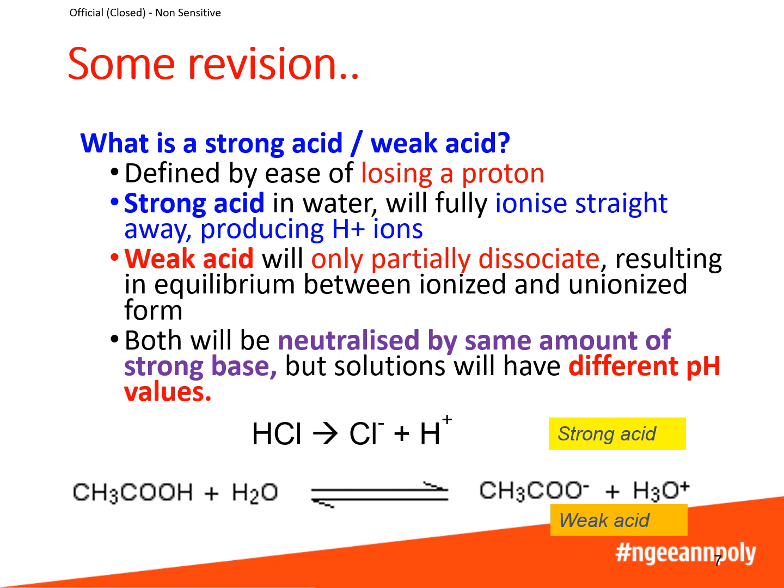However, one very important thing to note for titrations is that both strong acids and weak acids will be neutralized by the same amount of strong base. For example, 1 mole of HCl versus 1 mole of acetic acid, they will be neutralized by the same amount of strong base. It's just that their solutions will have different pH values.